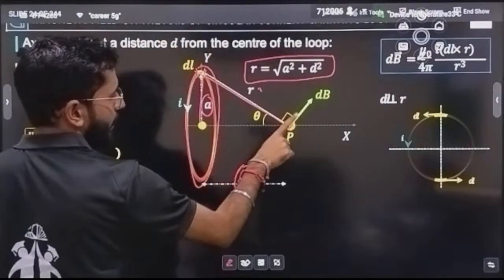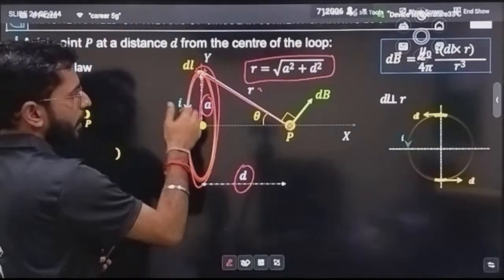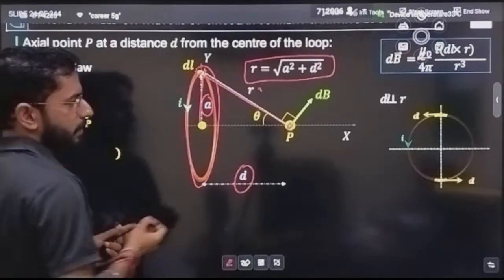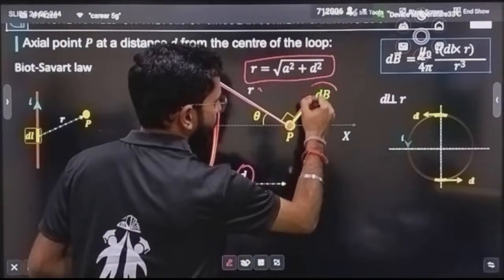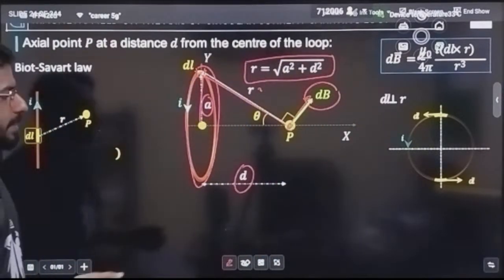This is the direction for I, and this is the point. How will we be doing this? Imagine it in 3D. This is the point. When you do I cross r, this is the direction that you will be getting as the dB vector. Correct? This is the net direction that you will be getting.